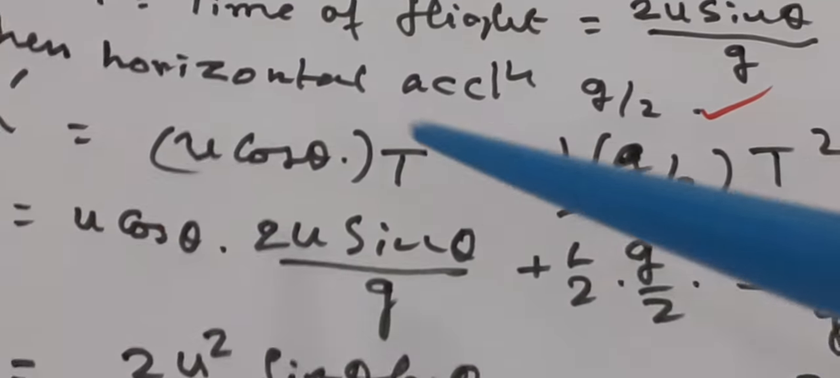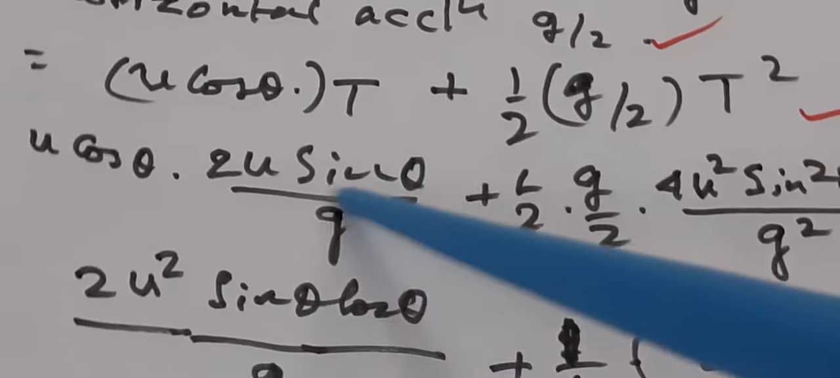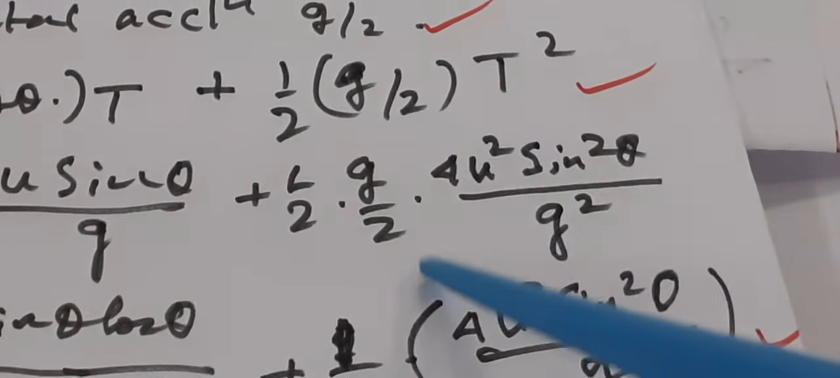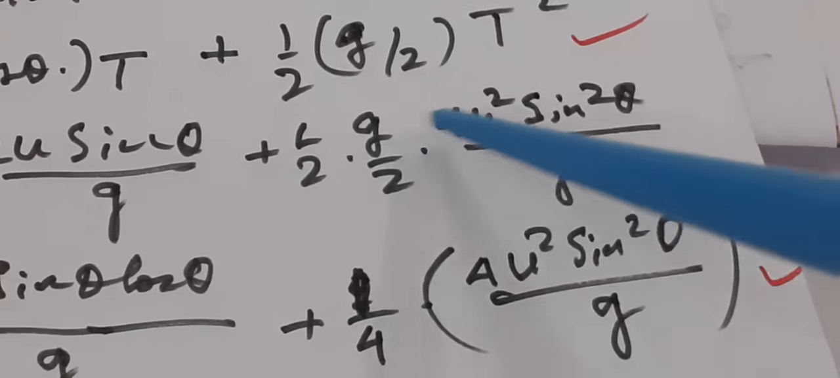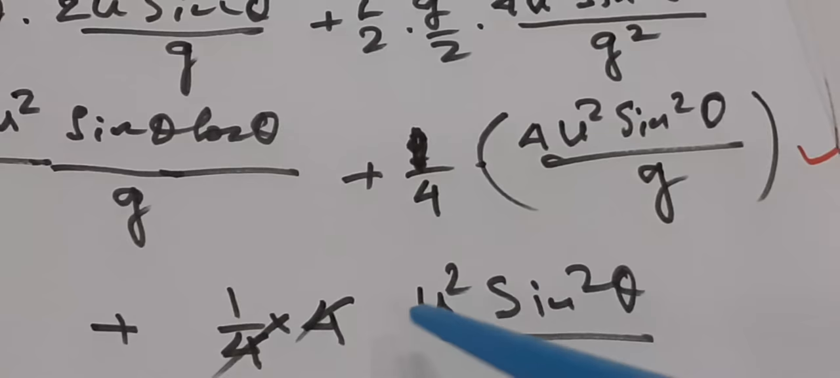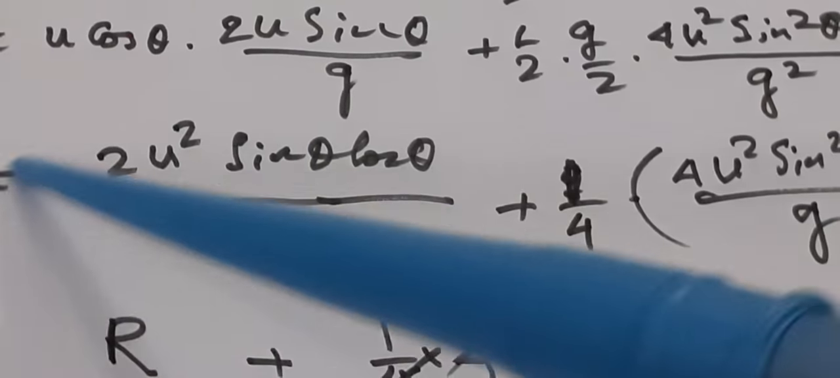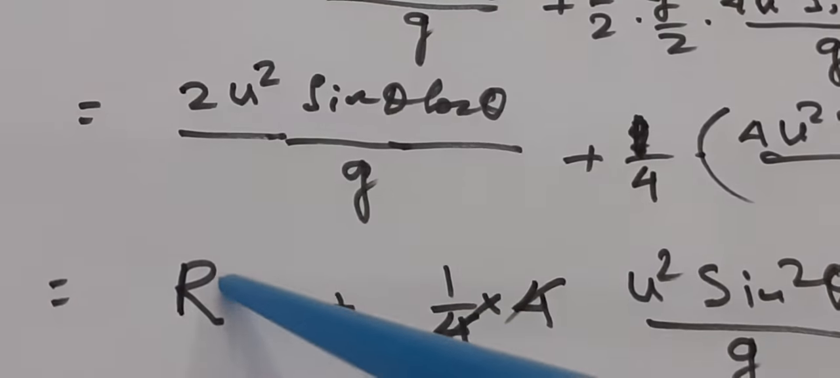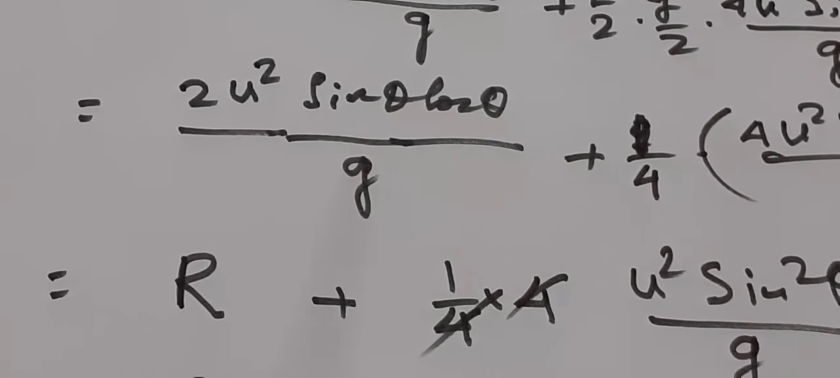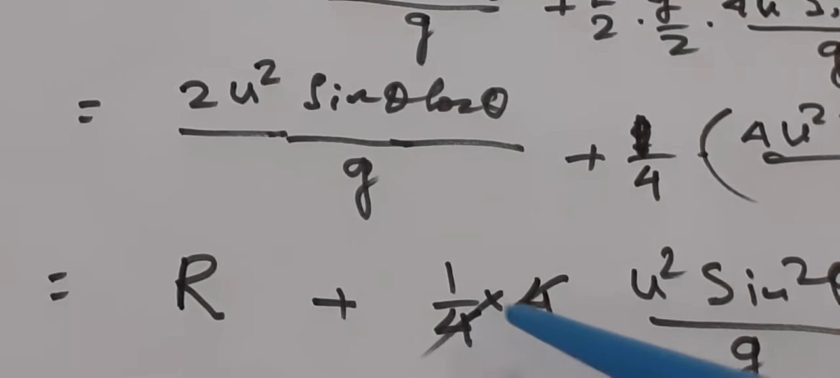Now put it here, capital T is twice u sin theta by g. You know that this expression will become like this. This one plus half into small g by 2 and T square is 4 u square sin square theta by g square. Simplify here, this will cancel. It will be like this, u square sin square theta by g will be here. And this part we already know is u square sin 2 theta by g, that is the actual range, that is big R. It is given in the question. When acceleration along the horizontal direction is present, this will be added in the system. That is how much?